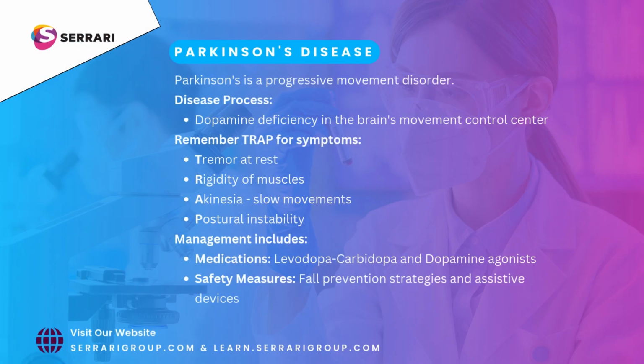Parkinson's disease. Parkinson's is a progressive movement disorder. Disease process: dopamine deficiency in the brain's movement control center. Remember TRAP for symptoms: tremor at rest, rigidity of muscles, akinesia or slow movements, postural instability. Management includes medications, levodopa-carbidopa and dopamine agonists. Safety measures: fall prevention strategies and assistive devices.